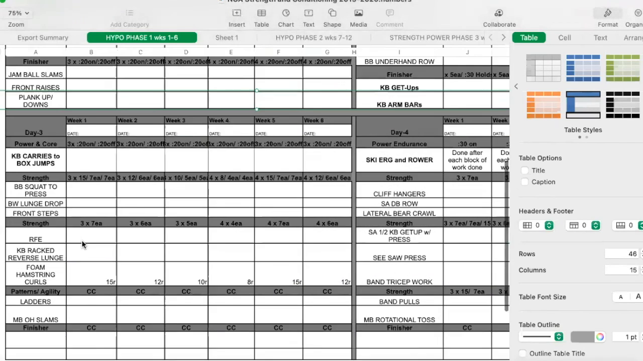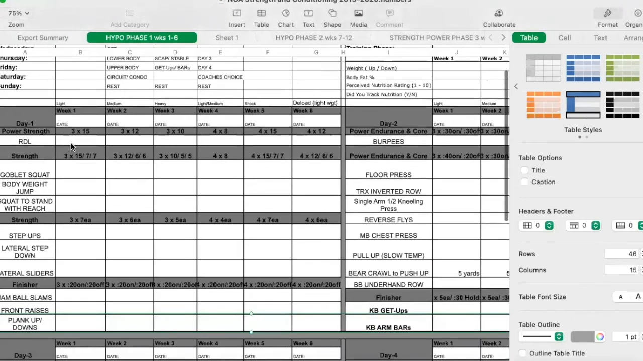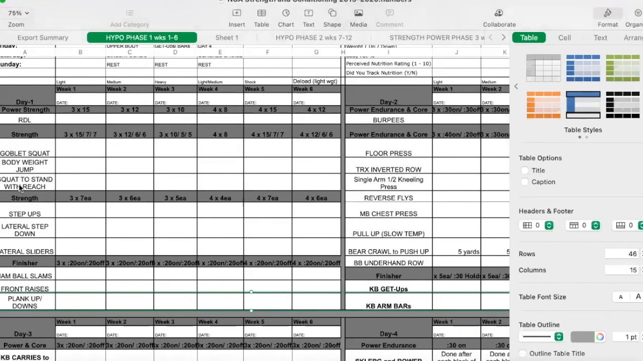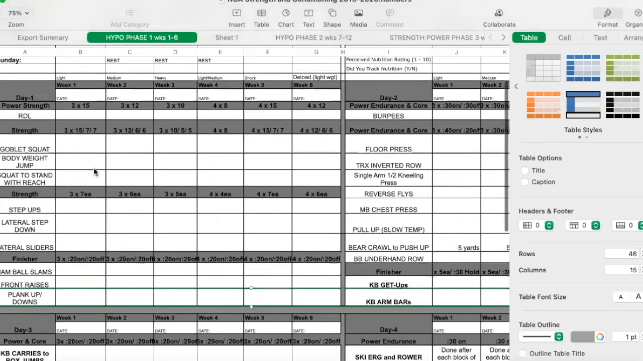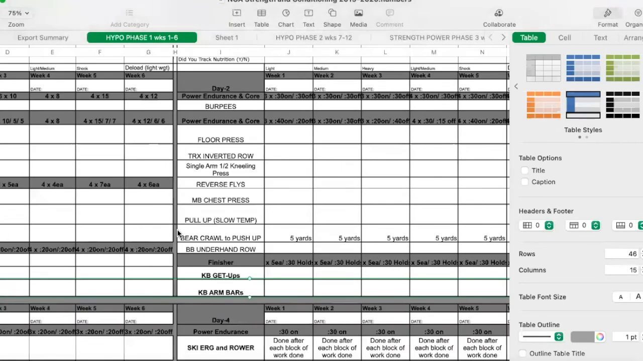Right, Monday is all leg day. So you see squat, jumps, squat, lateral steps, step downs, and lateral sliders. And this is day 3. This is going to be Thursday. So squats, lunge jumps, steps. So these are leg days. These are arm days.